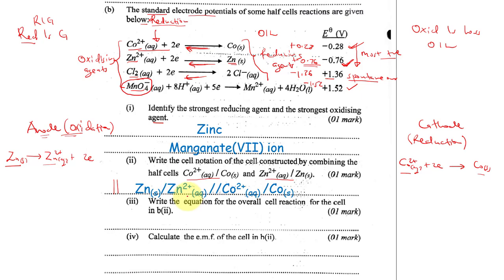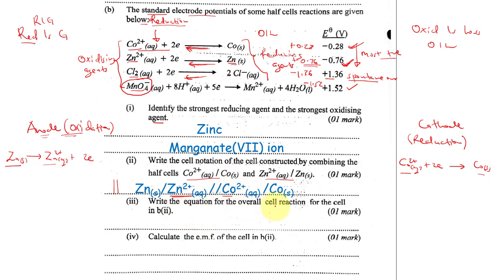So here we have to always remember that the species that has the higher oxidation state will be next to our salt bridge. That's why we are saying that we are having zinc 2 ions and then cobalt 2 ions next to the salt bridge. So simply put, zinc loses its electrons to become zinc ions. Cobalt 2 ions will pick the 2 electrons to become cobalt, and that becomes the cell notation.